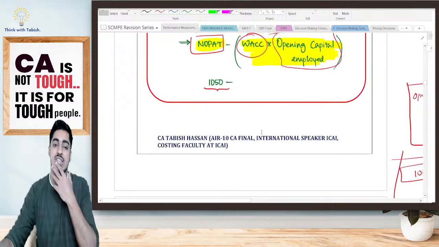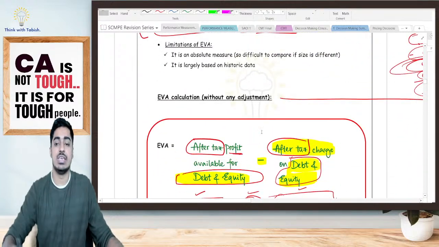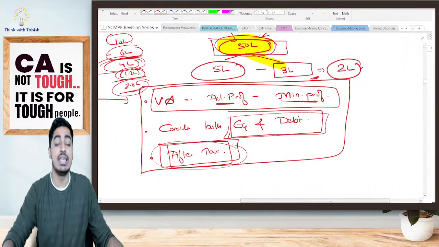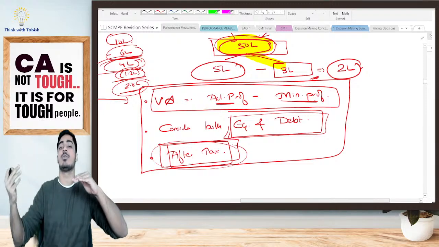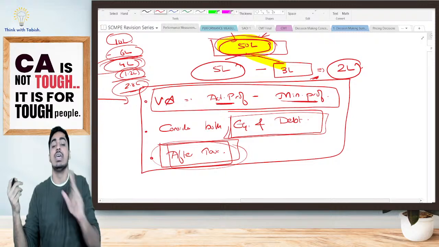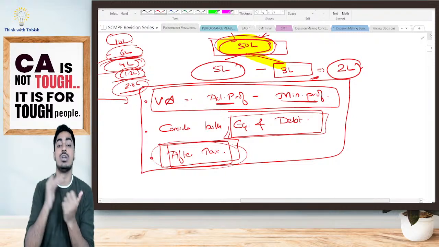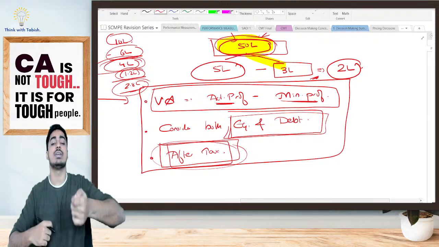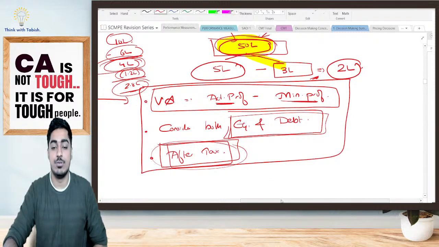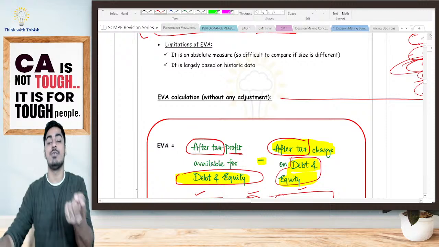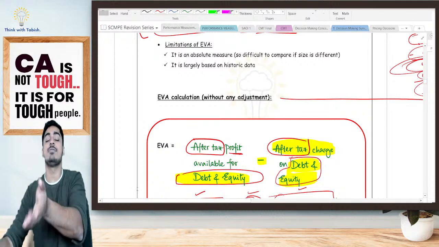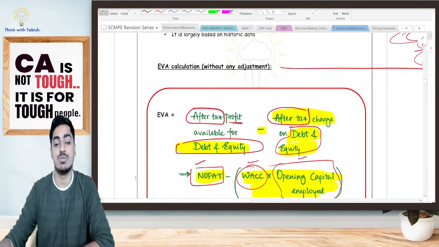Now look at this. We are going back again. We've built it on three things. We are saying I want my value addition, that is my actual profit minus my minimum profit. Again, I should be considering both my equity as well as debt holders of funds. And again, everything I should be considering is after tax. So I've told you, EVA is my after tax profit available for equity as well as debt holders minus my after tax charge for my equity as well as debt holders.